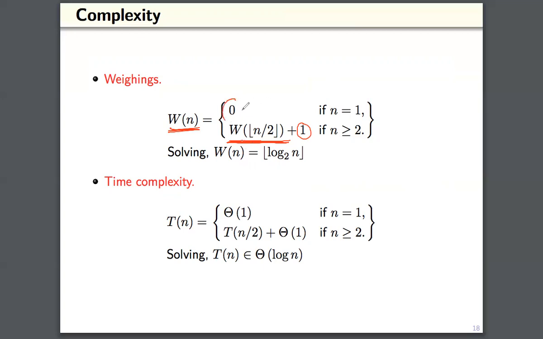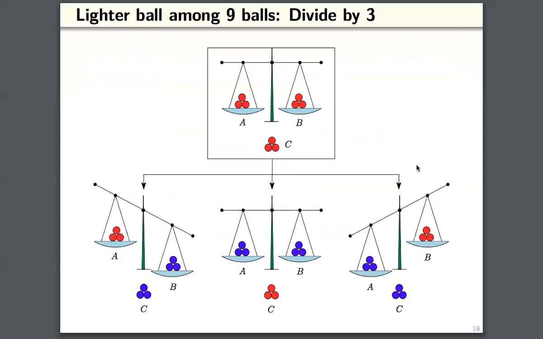And if there is only one ball, there are no weighings, 0. Solving, you will get log n base 2. Time complexity is very similar to binary search, in weighings. Okay, so this is log n base 2 weighings. But there is a better algorithm.